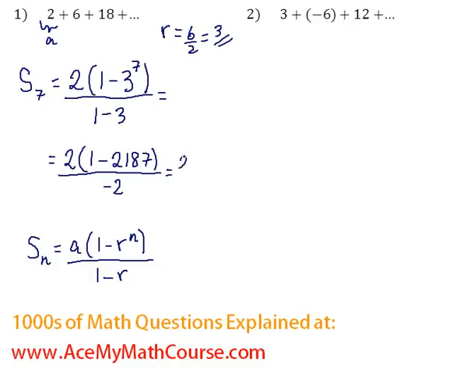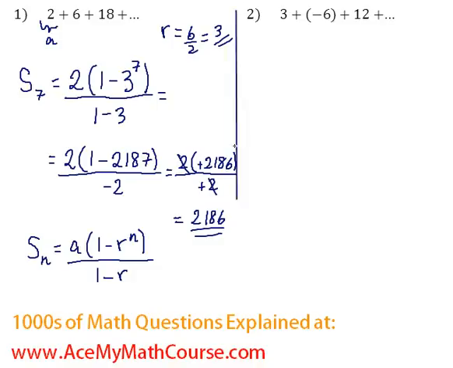Great, so we're going to get 2 times. Now 1 minus 2187 is just negative 2186 all over negative 2. Now negative and negative, they cancel out, become positive. The 2's are going to also cancel out. And the final answer is 2186. That's it. So that is the sum of the first 7 terms of this geometric series.